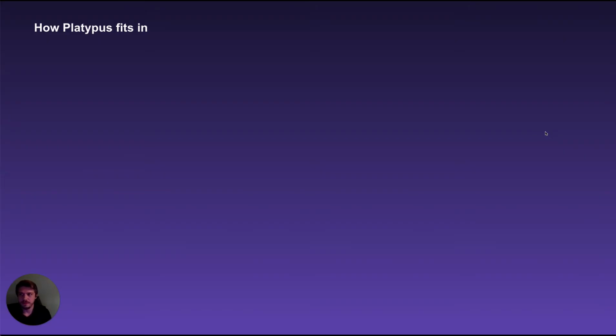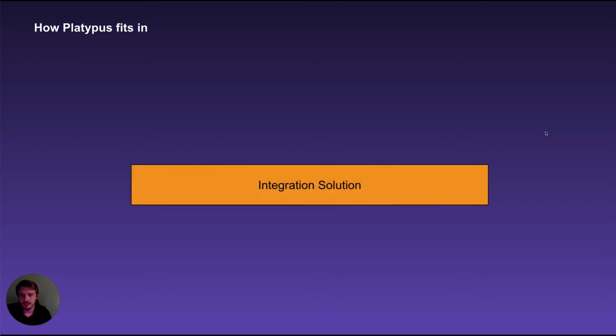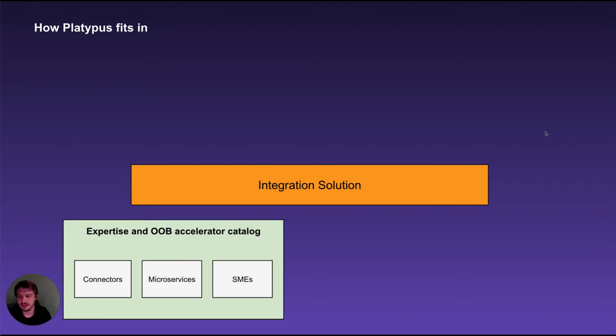So how does Platypus fit into the overall architecture of how we do things? You might have an integration solution that you start with. This might be developed in-house, might be a vendor, could be anything. So what we bring along with Platypus and with the enterprise applications integrations team is expertise and out-of-the-box accelerator catalogs. So we have lots of pre-built connectors. We have microservices and APIs that we're building, and that catalog is growing every day.